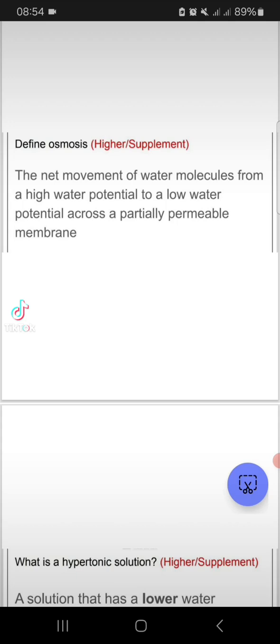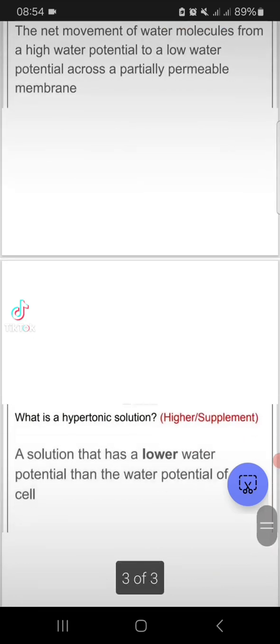Okay, so that's what osmosis is all about. Water is moving from a region of high concentration to a region of low concentration, meaning from where it's more to where it's less. That's the definition of osmosis. Now in osmosis, we have different kinds of solutions. We have a solution called the hypotonic solution, a solution called the isotonic solution, and another solution called the hypertonic solution.